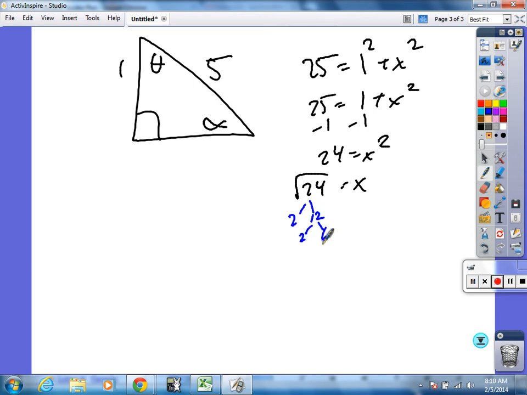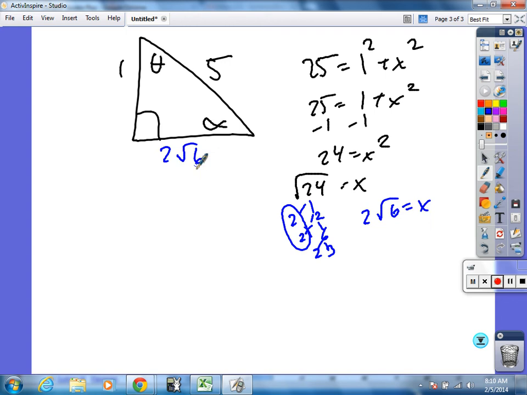What's in 6? What are we looking for? Groups of 2. So there's my buddy, right? So therefore, who gets to come out? The 2 who stays under. So this side is 2 root 6. Does everybody understand that? All right.